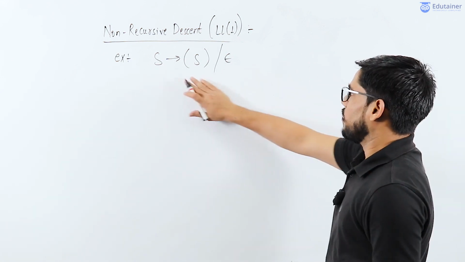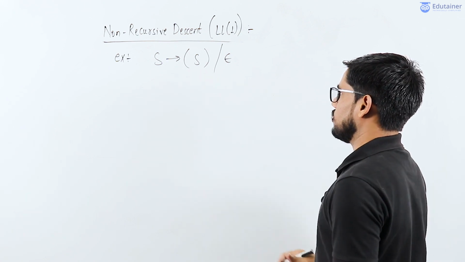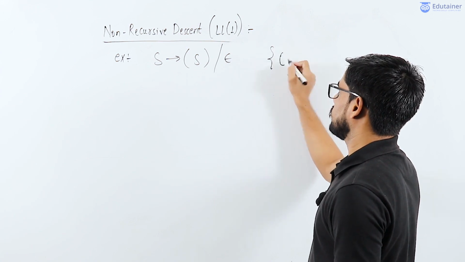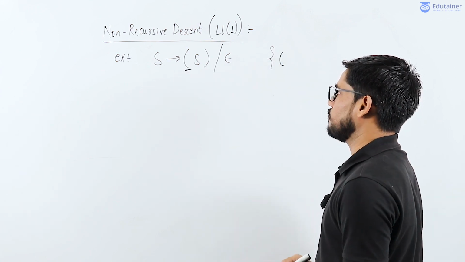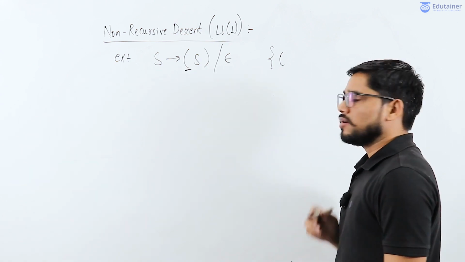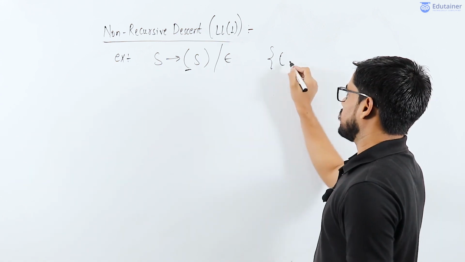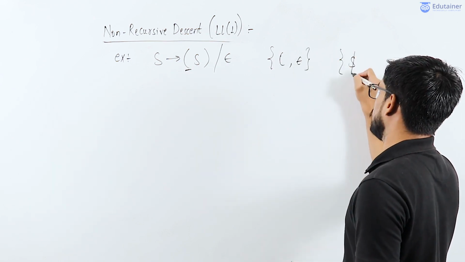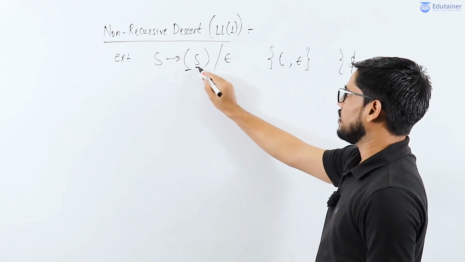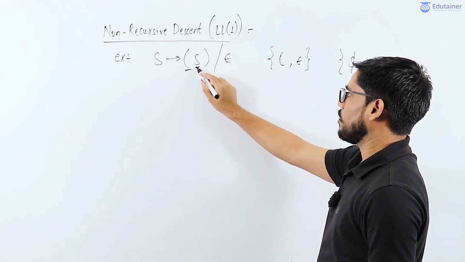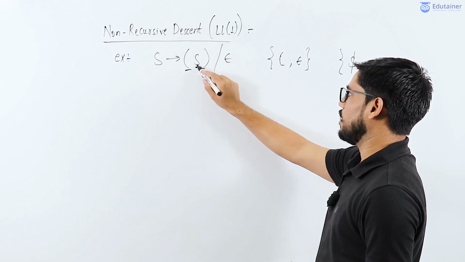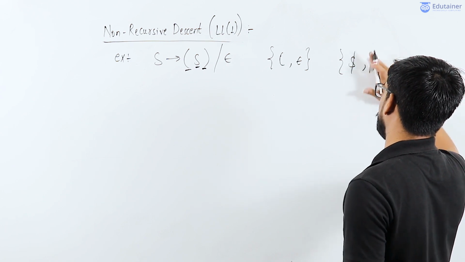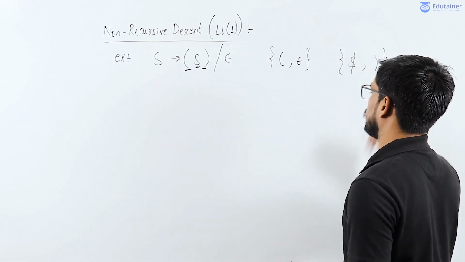First we have to find the first of S and follow of S. There is only a single production available in this grammar. So first of S is nothing but this open bracket, because the open bracket is a terminal, and epsilon. And what about the follow of S? Follow of S will always contain dollar, and on the right hand side S is also present here. So follow of S is nothing but what comes after the S symbol, which is the closed bracket. So follow of S will also contain the closed bracket.